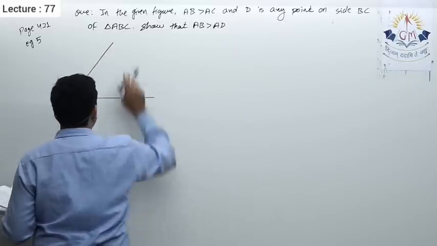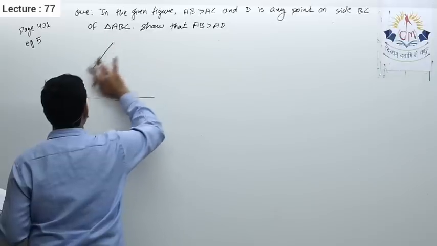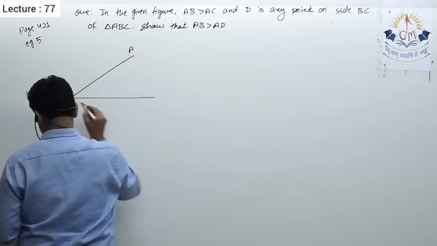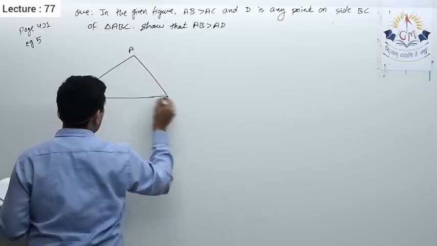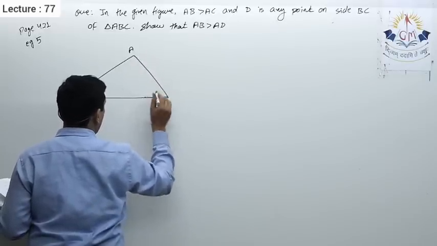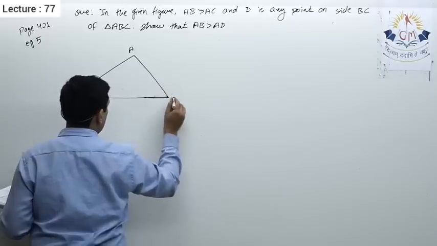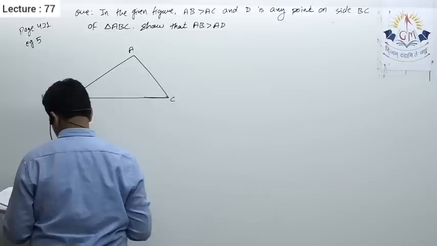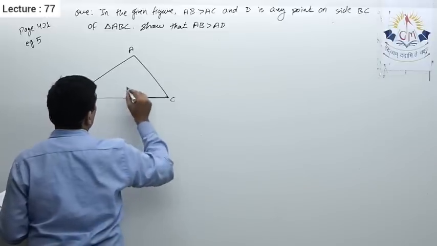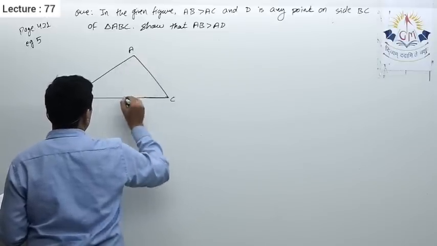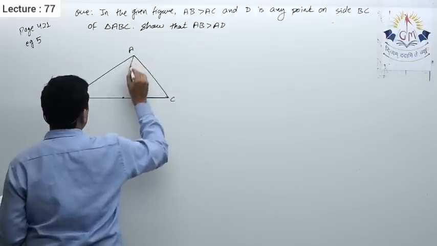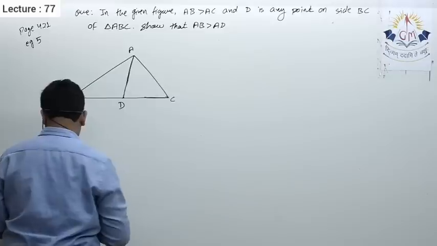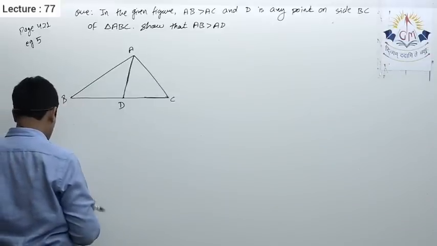AB is greater than AC. Okay, in the triangle AB is greater than AC, and D is any point on side BC. Let this be the point D. D is any point on the side BC. So what you have to prove is AB is greater than AD.